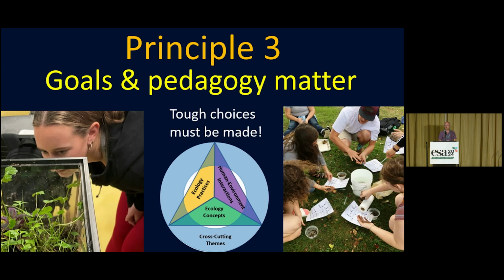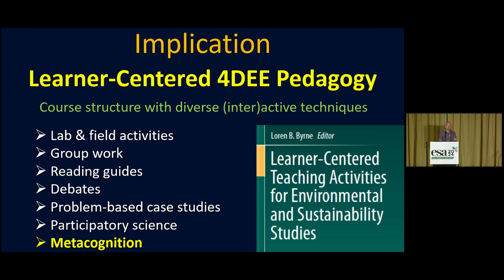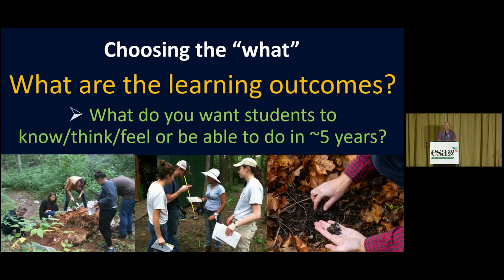Principle 3, as I've already alluded to, the goals and the pedagogy matter. Tough choices have to be made. We can't cover it all in any class for majors and especially for non-majors. So when we're making those tough choices, we can think about 4DE framework, and I like the phrase learner-centered and coupled with pedagogy here. All of our active learning methods, and in particular, I'm highlighting metacognition at the bottom.